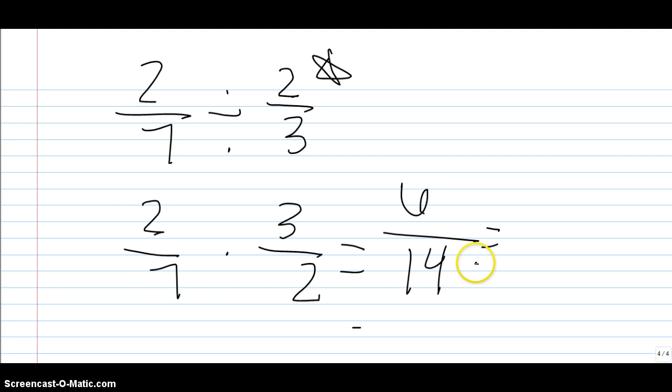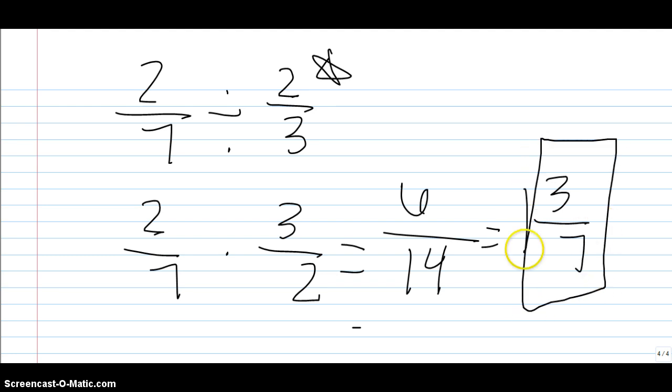So what can go into 6 and what can go into 14? And once again, it's 2. So when you divide the top and bottom by 2, you get 3 over 7. And that will be your final answer.